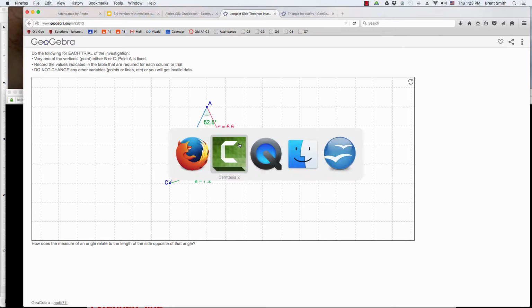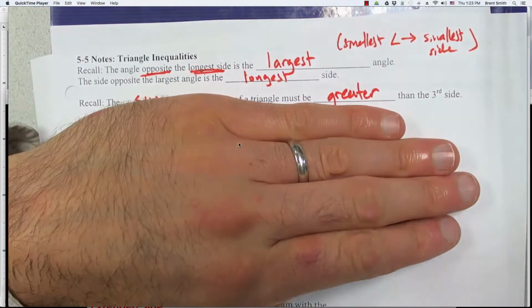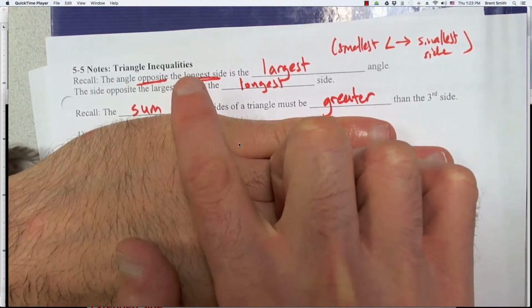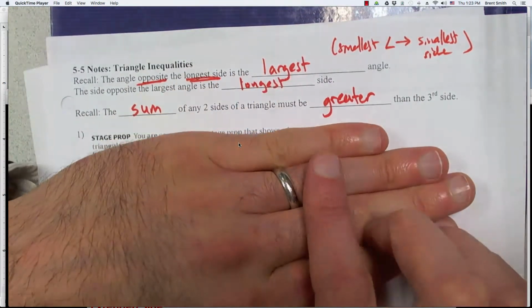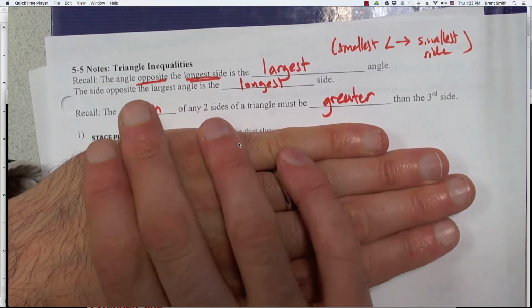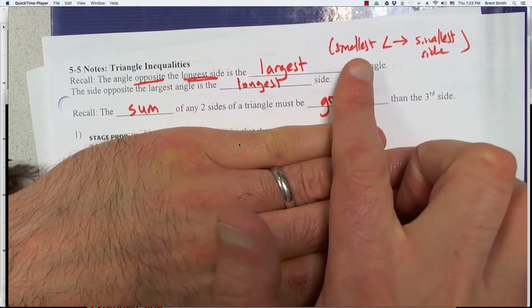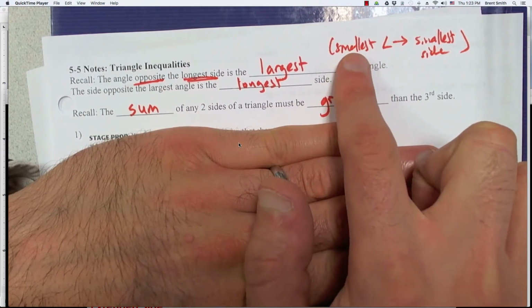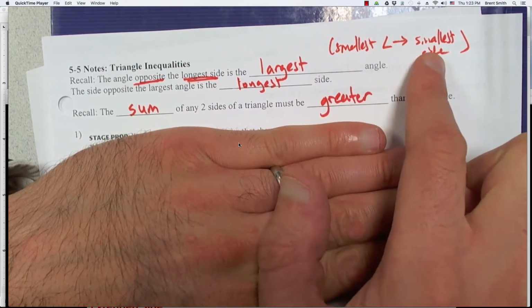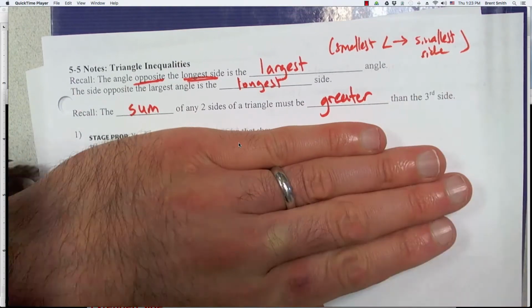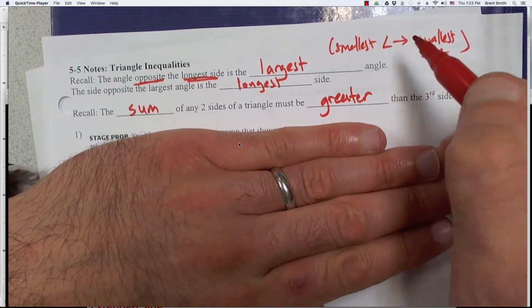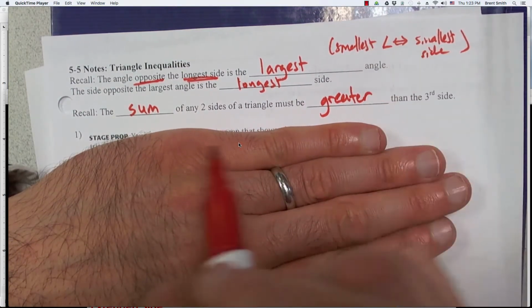Okay, so let's write that down. Again, the angle opposite the longest side is the largest angle. And vice versa, the side opposite the largest angle is the longest side. And of course, it also works for the smaller ones. The smallest angle opens up to the smallest side. I could put an arrow in both directions. Smallest side opens up to the smallest angle.